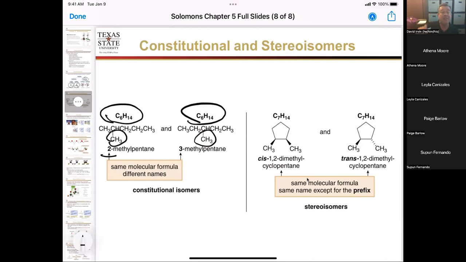That being said, they have different names. One is 2-methylpentane, one is 3-methylpentane. Therefore, they are constitutional isomers.